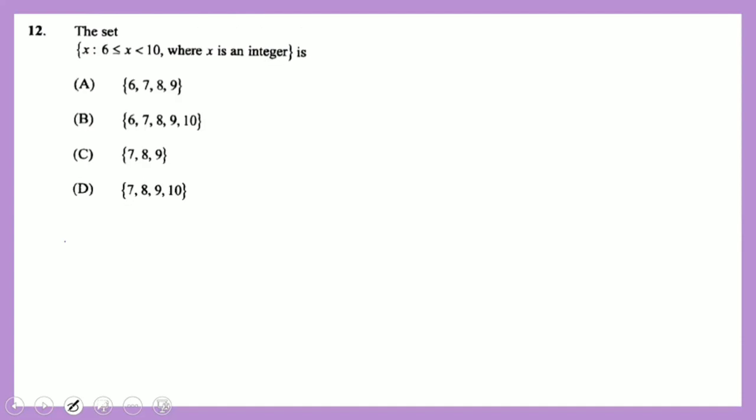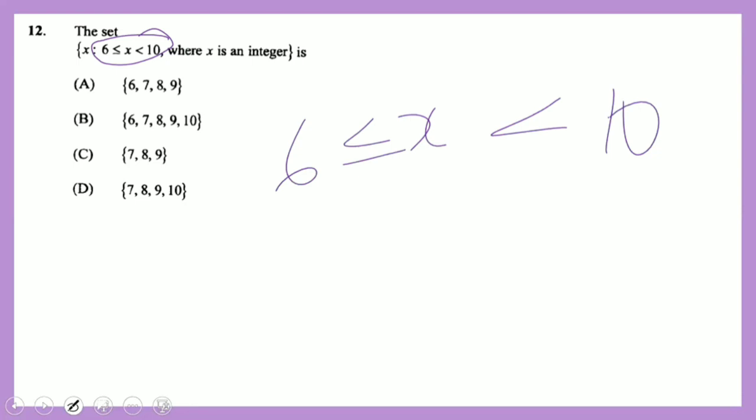All right, and we are told to select which of these sets represents this inequality. So it says x is greater than or equal to 6, and x is also less than 10. Which means if it says greater than or equal to 6, it means 6 or more. And then less than 10 just means, of course, less than 10. All right. It says x is an integer. So we know that we're looking at whole numbers here, right?